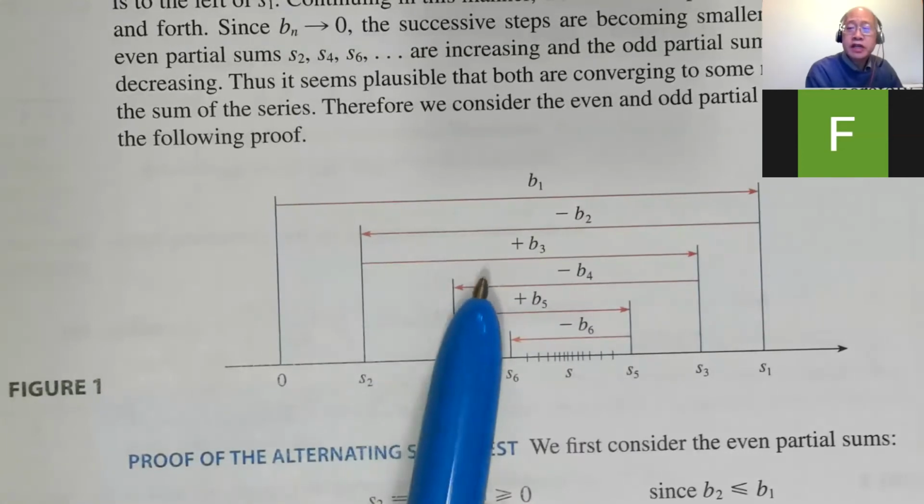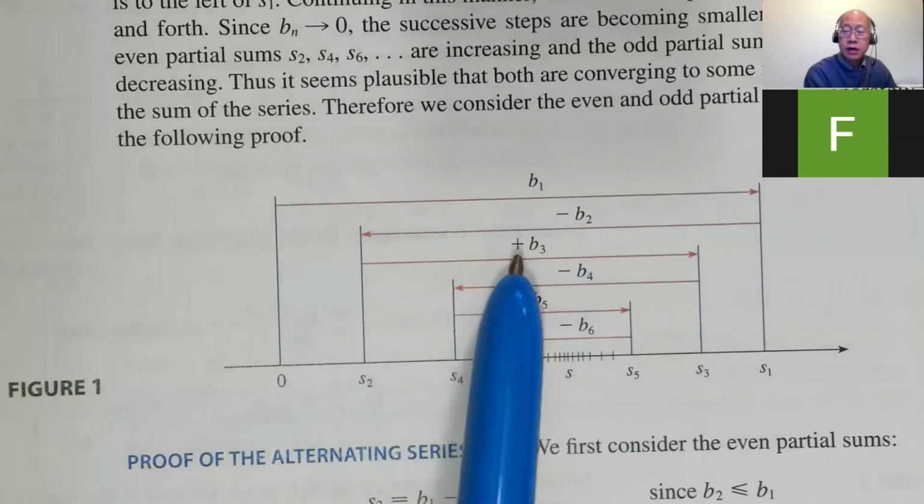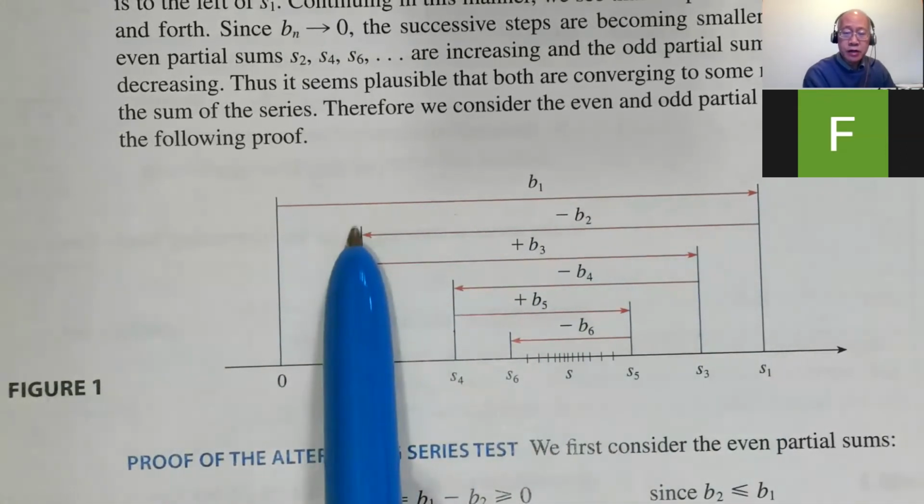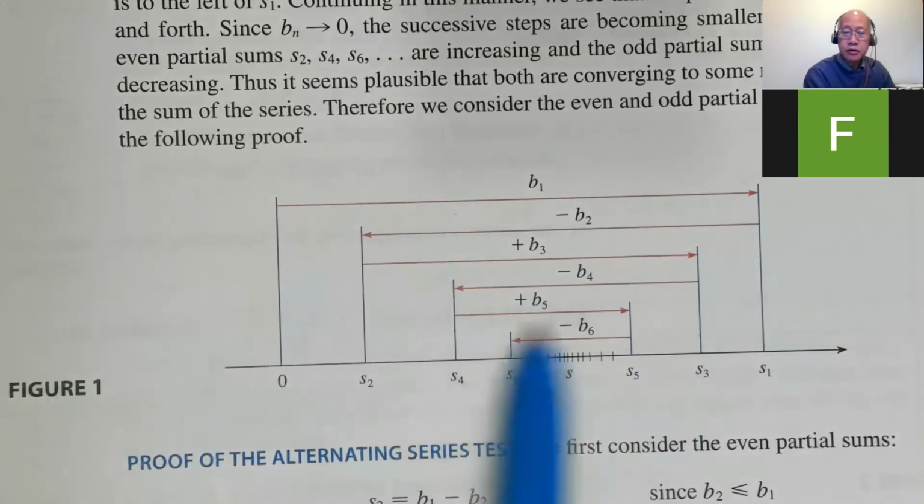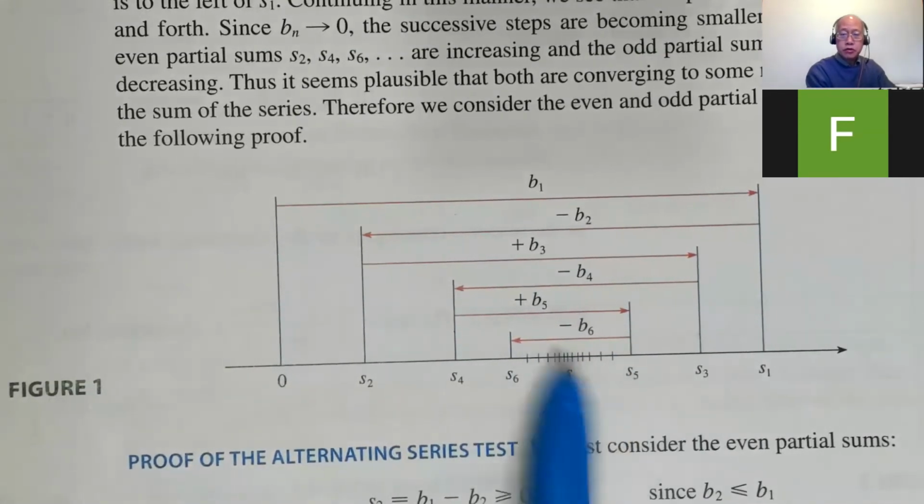But the terms are decreasing in absolute value. So the amount that you go back the other way is not as much as when you did the previous one, right? So you go this way, then you go backwards, but not as much. Then you turn around again, but not as much. Then you turn around again, it's not as much, right? So you keep going like this. And these terms approach zero.